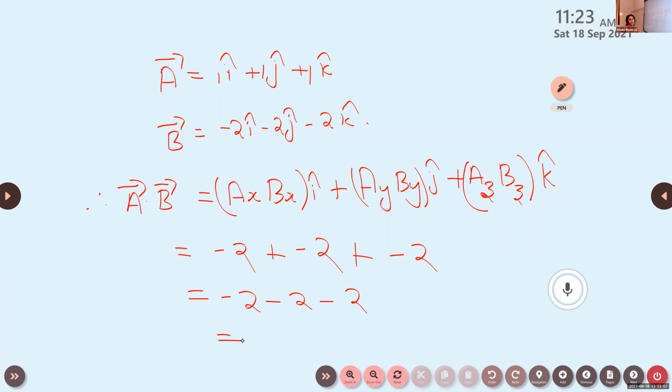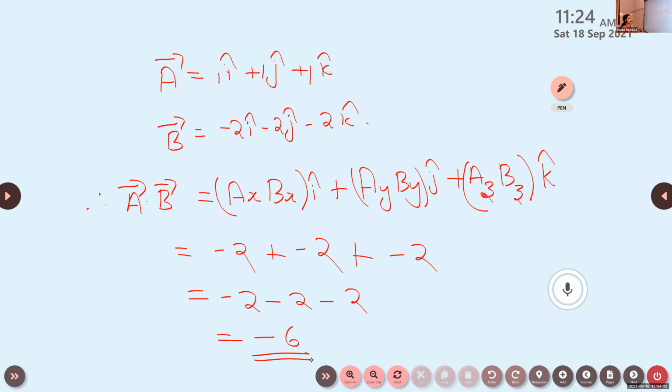What is vector A dot vector B? Minus 6. Any unit vector component present along with this? No, it's a dot product. Dot product is also known as scalar product. Only the magnitude will be there, no direction. So minus 6 is the dot product of vector A and vector B. So the numerator part is okay. Now we want to find out the denominator.